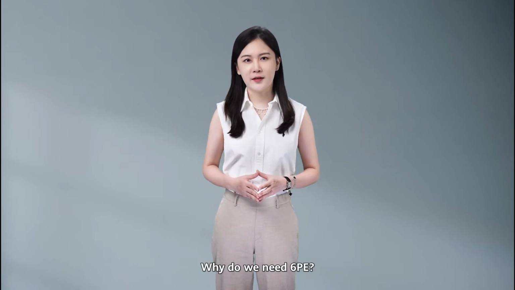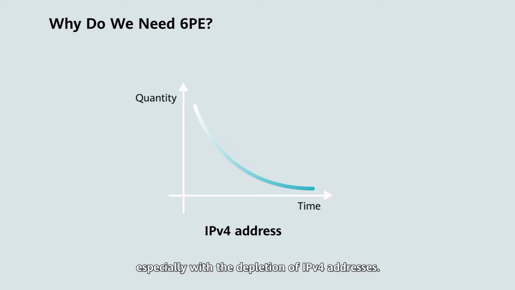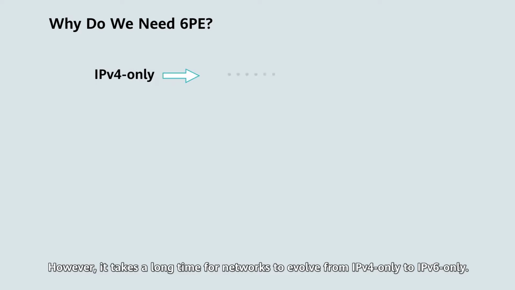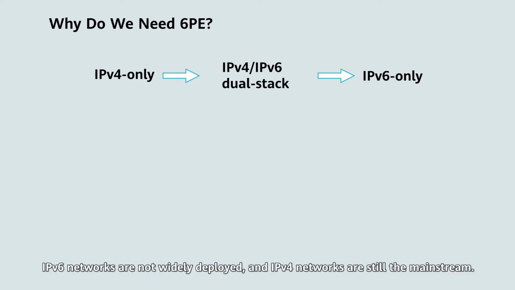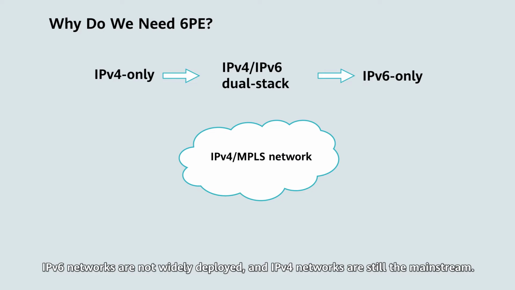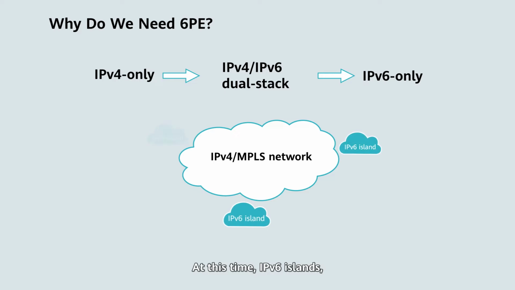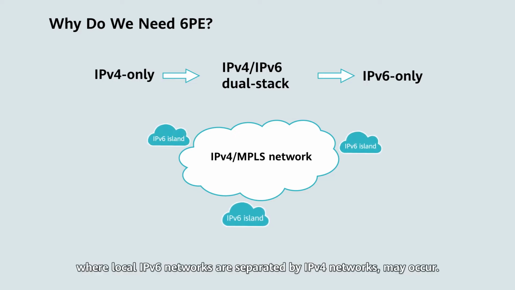Why do we need 6PE? IPv6 is continuously evolving and its advantages become increasingly prominent, especially with the depletion of IPv4 addresses. However, it takes a long time for networks to evolve from IPv4 only to IPv6 only. In the early phase of IPv4 to IPv6 transition, IPv6 networks are not widely deployed, and IPv4 networks are still the mainstream. At this time, IPv6 islands, where local IPv6 networks are separated by IPv4 networks, may occur.